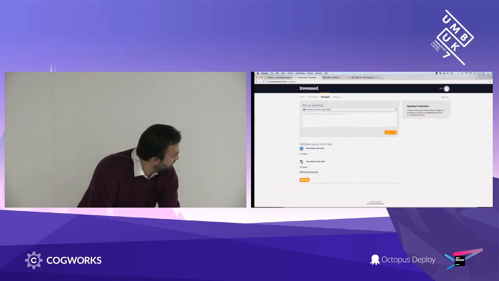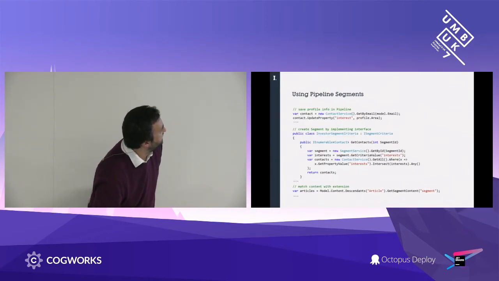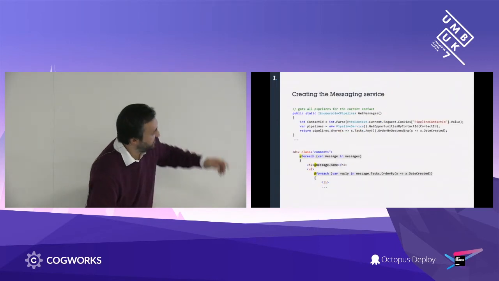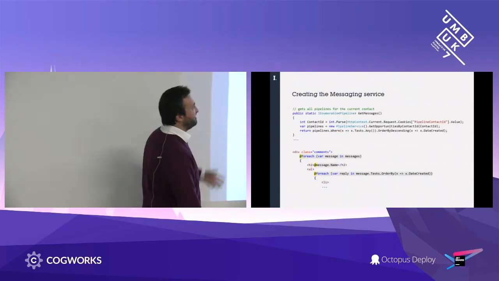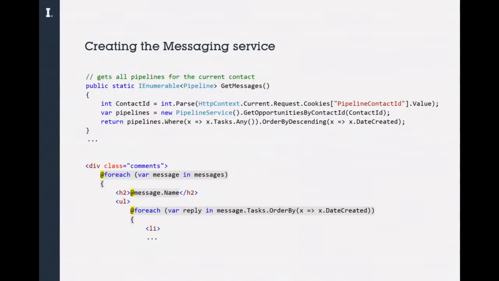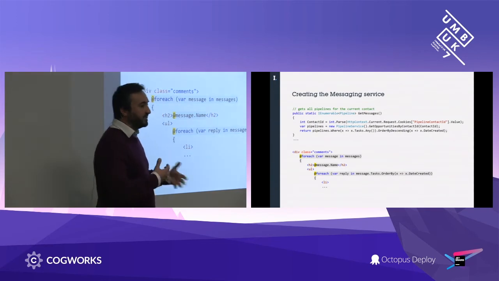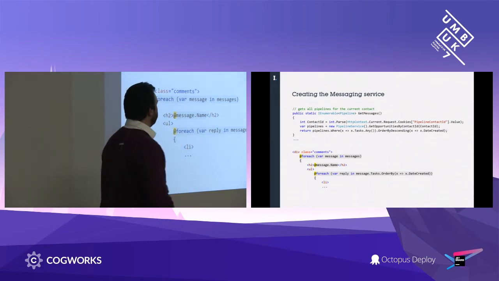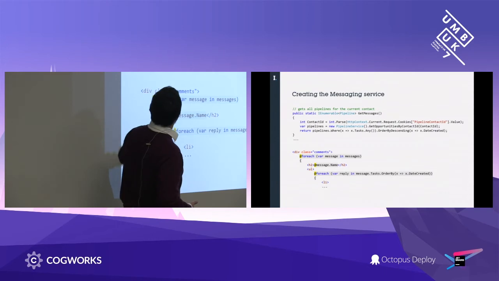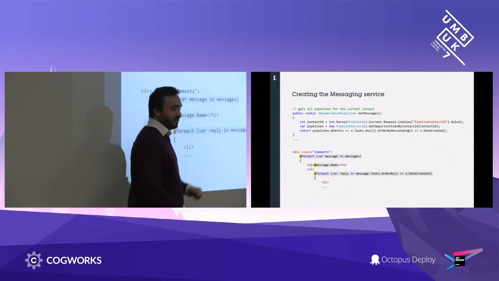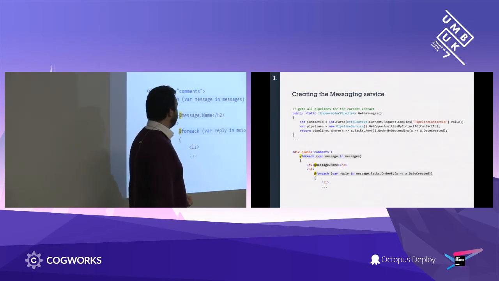Let's look at some more code to see how that was done. This is a very simple way of using the Pipeline API to create the basics of that messaging service that I just showed you. You can get the contact ID, get the pipelines, so the opportunities for this user. You probably need to filter them at this point, as some of it will be internal. Order them, and then as soon as you have your messages, you can just, in your view, start looping through them. So it's fairly simple.